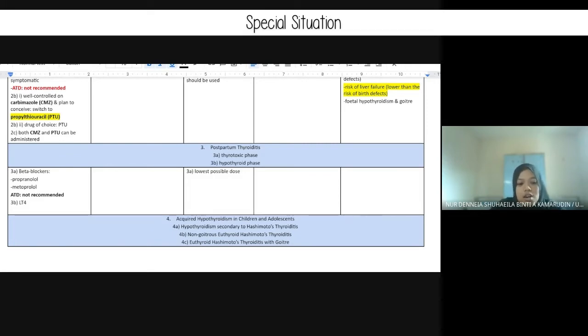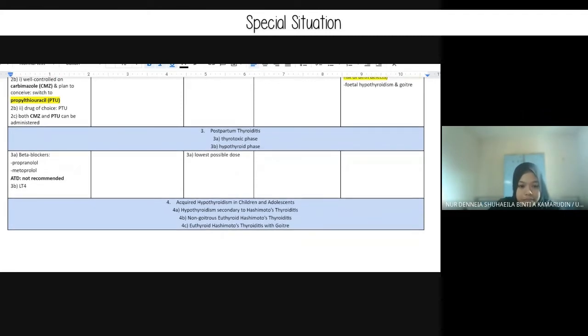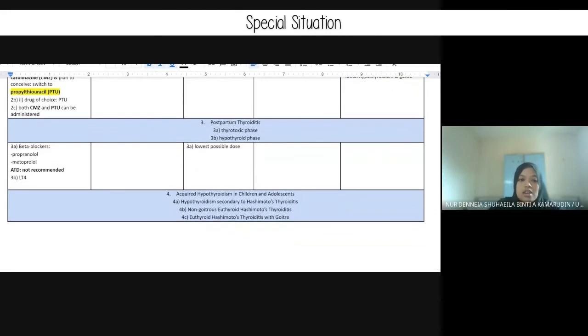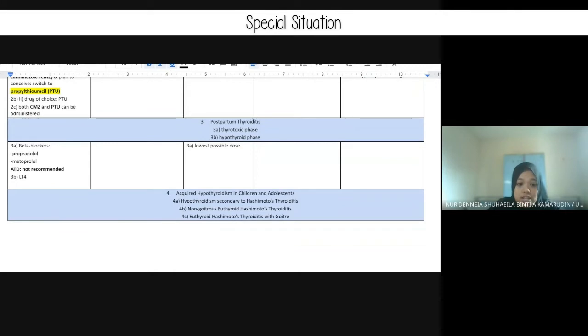Other than that, women in the hypothyroid phase of PPT who are symptomatic should be treated with levothyroxine. The same goes for women who choose to get pregnant again while they are in the hypothyroid phase of postpartum thyroiditis, or women who are breastfeeding. It is also recommended to take the levothyroxine or LT4.